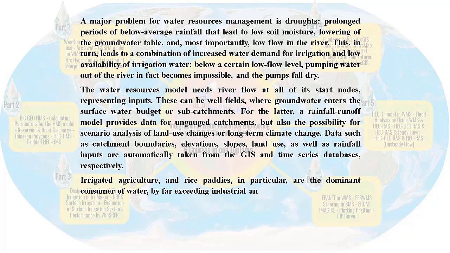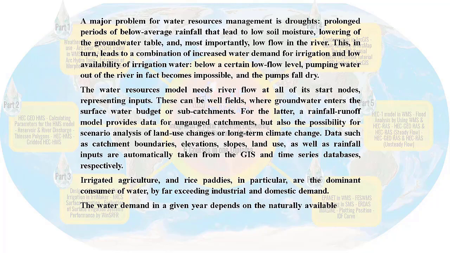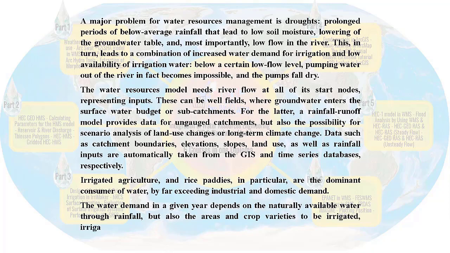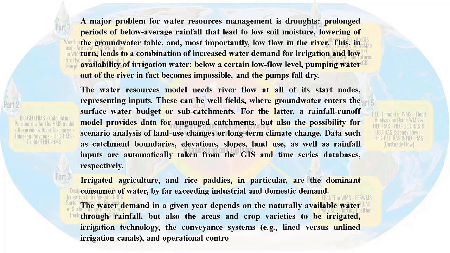Irrigated agriculture, and rice paddies in particular, are the dominant consumer of water, by far exceeding industrial and domestic demand. The water demand in a given year depends on the naturally available water through rainfall, but also the areas and crop varieties to be irrigated, irrigation technology, the conveyance systems, for example lined versus unlined irrigation canals, and operational control.